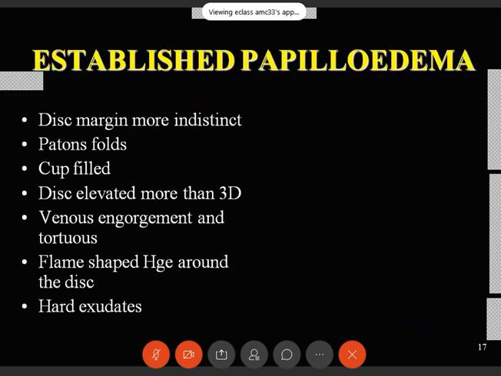Established papilledema: as intracranial tension increases and is not relieved, in advanced papilledema the edema in the optic nerve disc is also more. The margins are more indistinct. You can see the pattern folds, which are a characteristic feature of papilledema. Pattern folds are nothing but folds of the retinal fiber layers, and as it advances, the cup is filled up. Elevation of the disc.